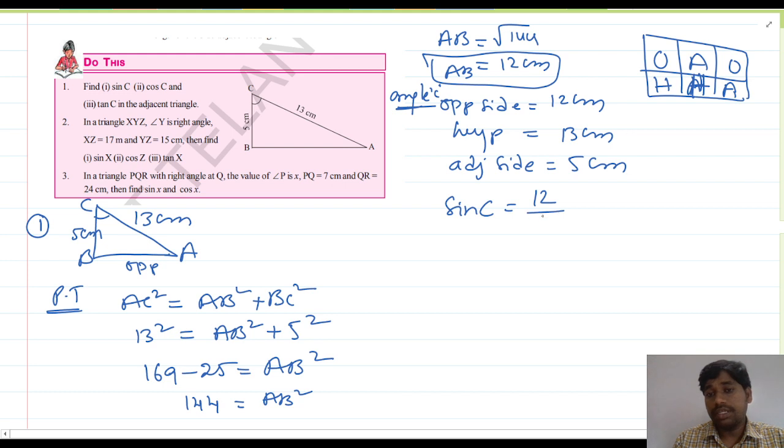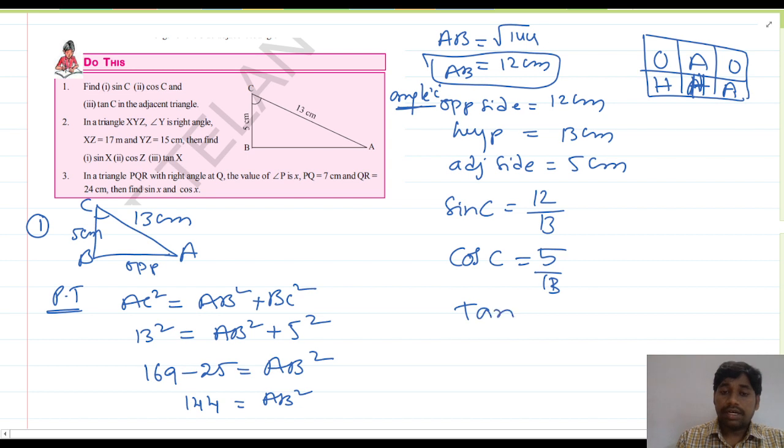That is 12 by 13. Cos C is nothing but adjacent by hypotenuse, that is 5 by 13. Like that, tan C, I told you it is easy: O by H, opposite is 12 by adjacent is 5. So in this way we can give the answer for this particular question 1.